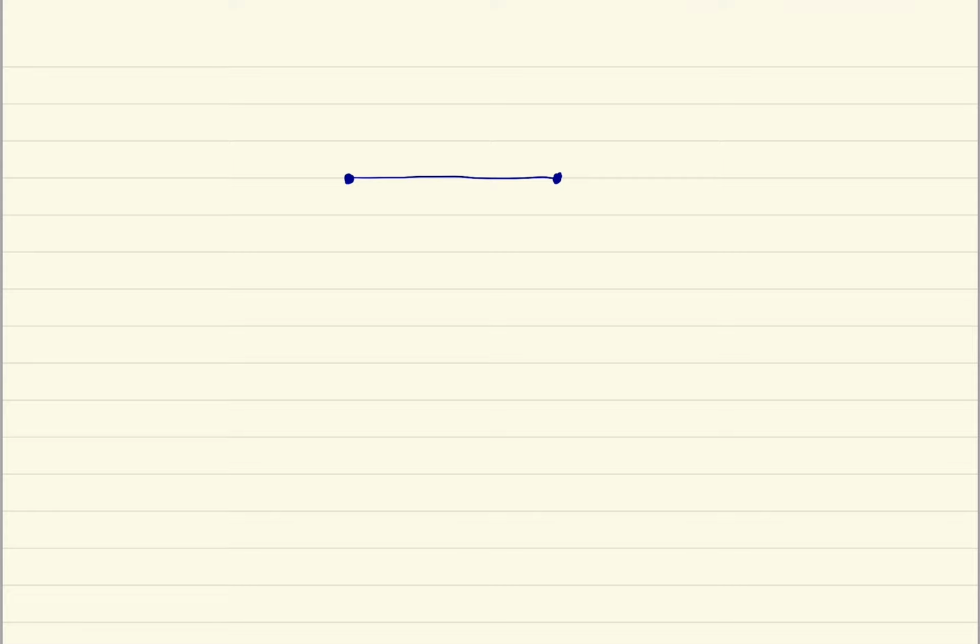So remember how a line had two arrows at both ends? A line segment has two endpoints, so it doesn't continue in both directions endlessly. So you can indicate this as A, B. So that's what a line segment is.